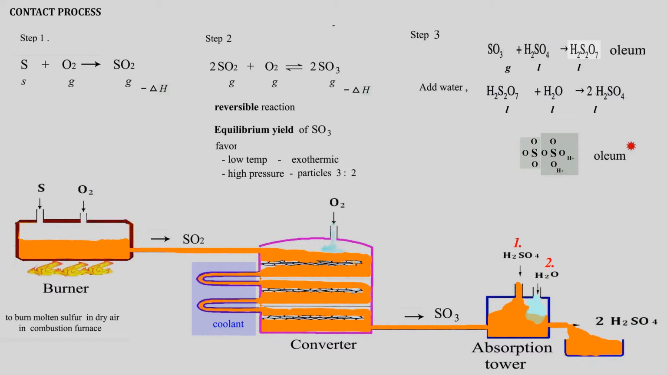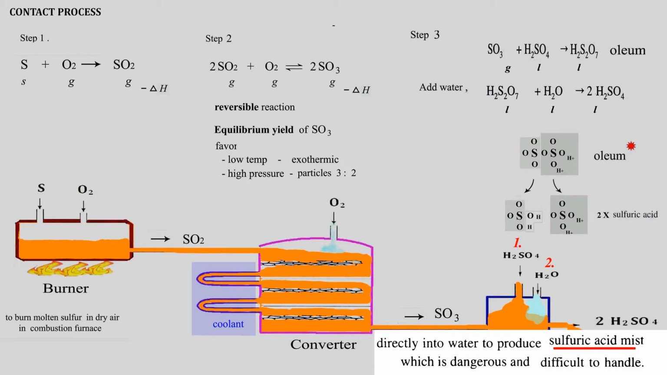Now, this oleum is a liquid. You add water, and it will split into two sulfuric acid. What if you don't do this step? If you directly put sulfur trioxide into water, you can form sulfuric acid, but it is going to form sulfuric acid mist. You will have hot concentrated sulfuric acid, and that is very hard to handle.